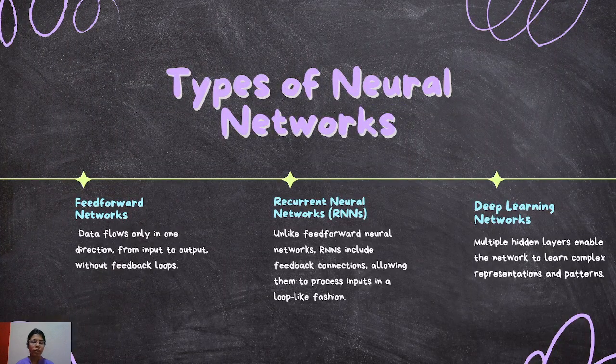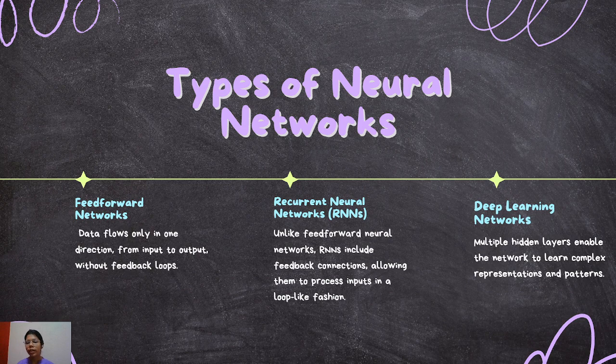The types of neural network we have are feed forward, feed backward, and deep learning. Feed forward means data flows only in one direction from input to output without a feedback loop, which means we cannot go back. We can just travel in the forward direction, from the input layer to the output layer. Then we have the RNN, which is the recurrent neural network. Unlike a feed-forward neural network, an RNN includes feedback connections, allowing it to process in a loop-like fashion. So it can travel forward and backward in a loop-like fashion, which is very helpful in high-dimensional pattern recognition.